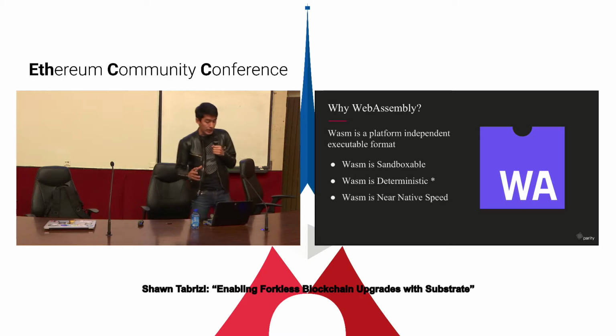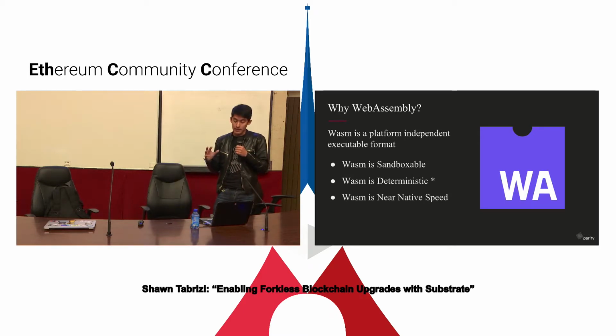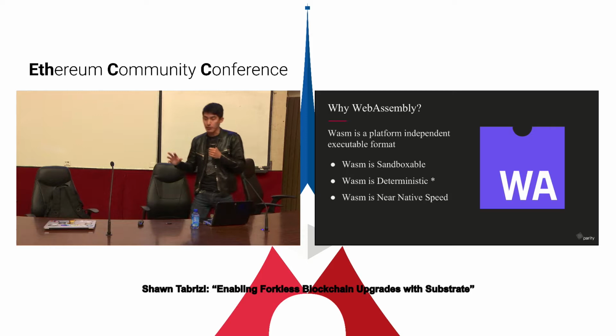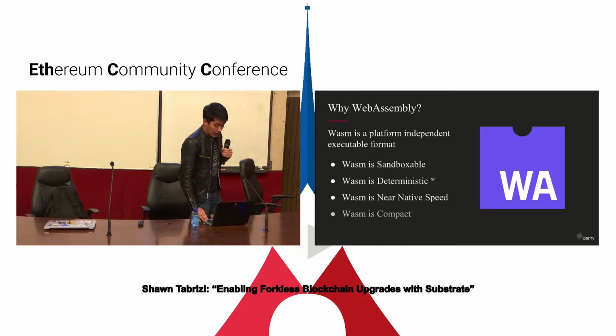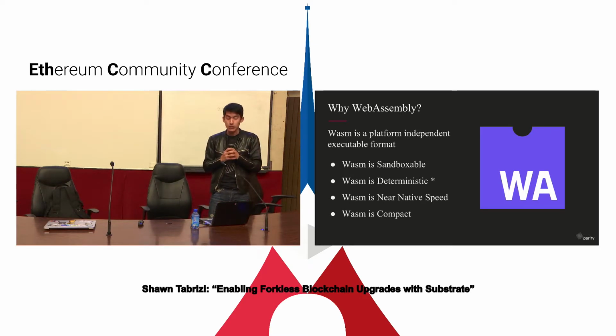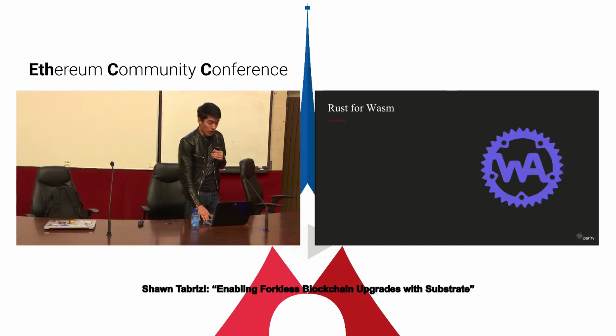Wasm is built to be very close to native. It's really close to your native execution engine, so it runs really quickly and can go near native speed. Wasm is also very compact, so it can be easily transferred over the web, and it was built as a web format. As I mentioned, both Rust and Wasm also work very well together.